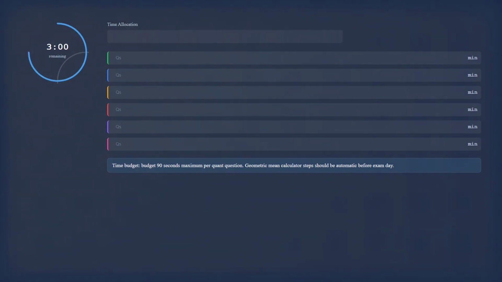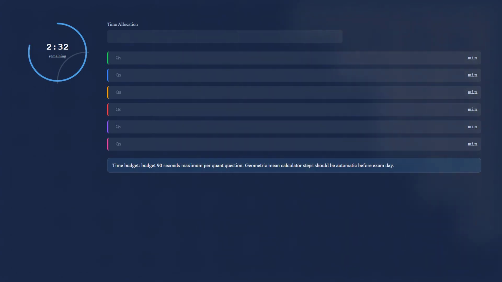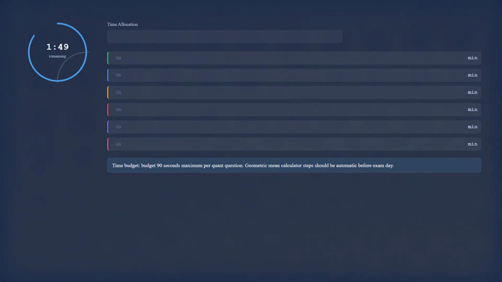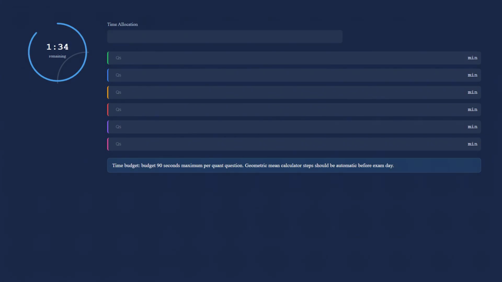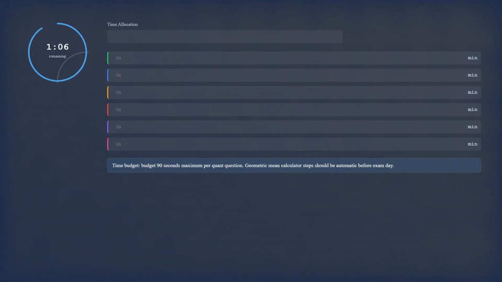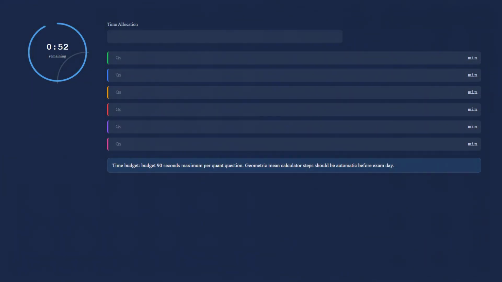Step 5, CV questions. Compute sigma divided by mean for each option. Pick the lowest. Sharpe, excess return divided by standard deviation. Pick the highest. Step 6, time budget. Geometric mean calculations are the most time-intensive. Practice the keystrokes until the formula is automatic. Budget 90 seconds maximum per quant question.